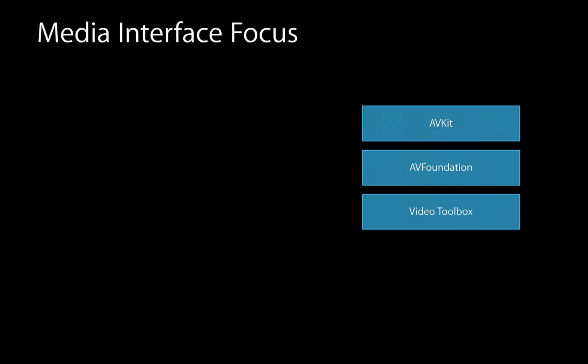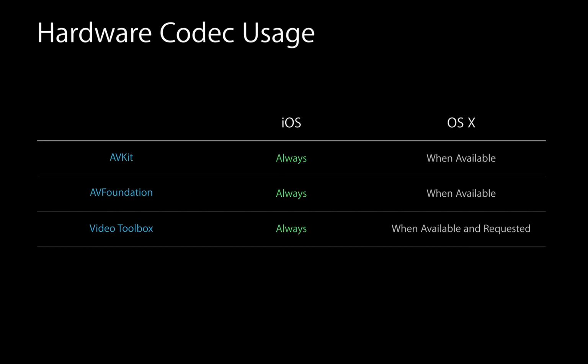A quick note on using these frameworks. A lot of people think they have to dive down to the lowest level and use the Video Toolbox in order to get hardware acceleration. But that's really not true. On iOS, AV Kit, AV Foundation, and Video Toolbox will all use hardware codecs. On OS X, AV Kit and AV Foundation will use hardware codecs when they're available on the system and when it's appropriate. And Video Toolbox will use hardware codecs when they're available on the system and when you request it.